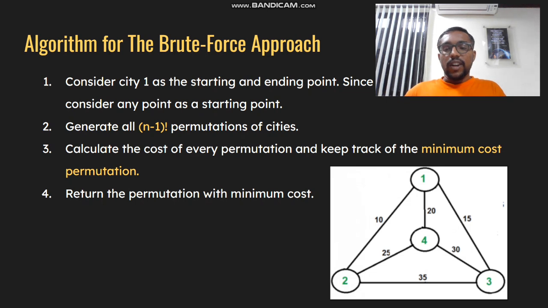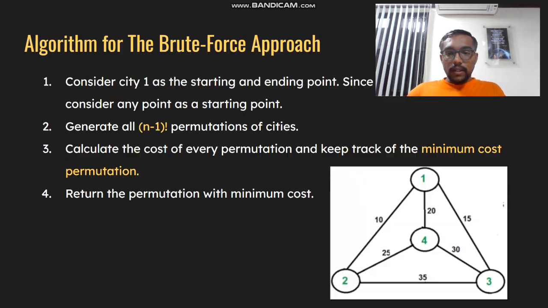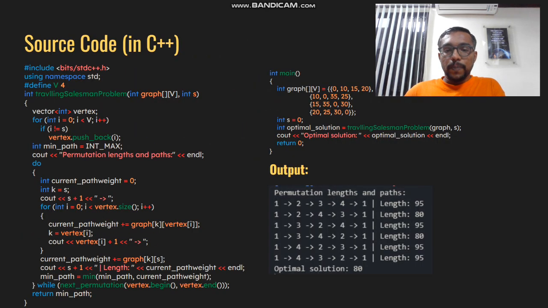Let's say we start from 1, it can travel to only one node at a time. Let it be 2, or let it be 4, let it be 3. Each time a new node is added, the algorithm calculates the current path length and compares it to the optimal route found so far. If the current path is already longer than the optimal route, it bounds or prunes that branch's exploration, as it will not lead to a more optimal solution. So here it compares 1, 1 to 2, 2 to the next one. The optimal path solution it finds.